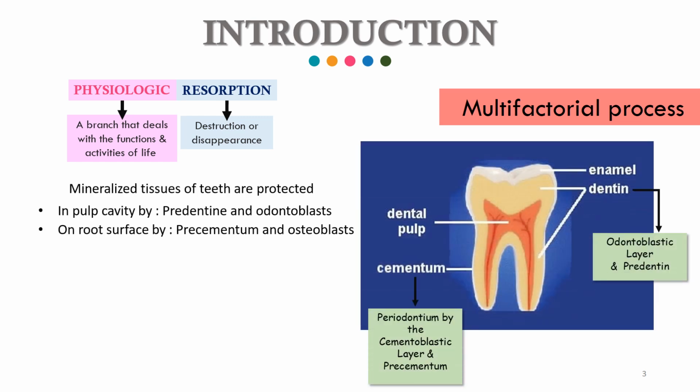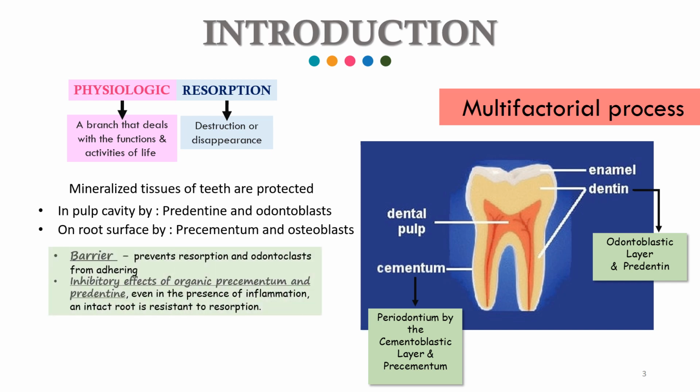Generally, the mineralized structures of the teeth are protected against resorption by the predentine and the odontoblasts within the pulp cavity and the pre-cementum and the cementoblasts on the root surface. Both these layers form a barrier that prevents osteoclasts from adhering or resorbing the unmineralized matrix.